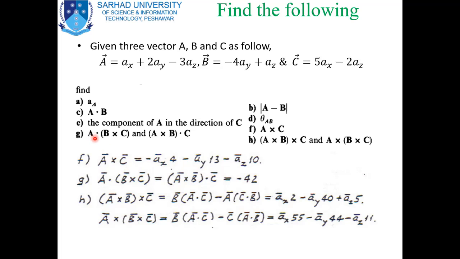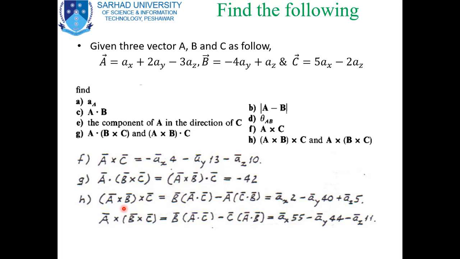In the seventh part of this question, we have to obtain the scalar triple product. We have to multiply A with B and C such that the answer is a scalar quantity. So A dot B cross C or A cross B dot C, these are similar expressions. So A dot B cross C is equal to C dot A cross B. You can write C first and then dot, and write A cross B at the last. So the answer will be the same.